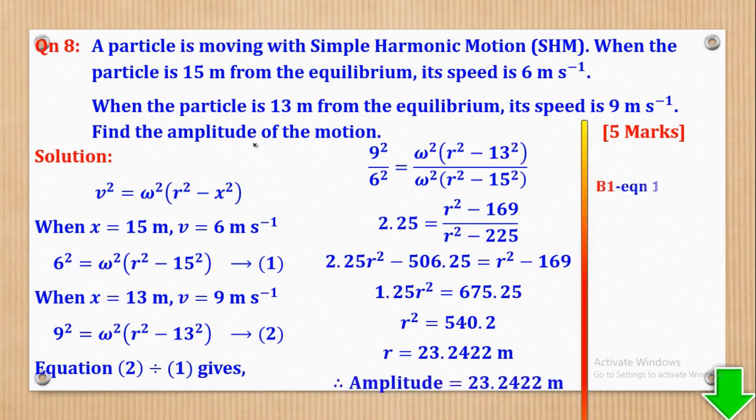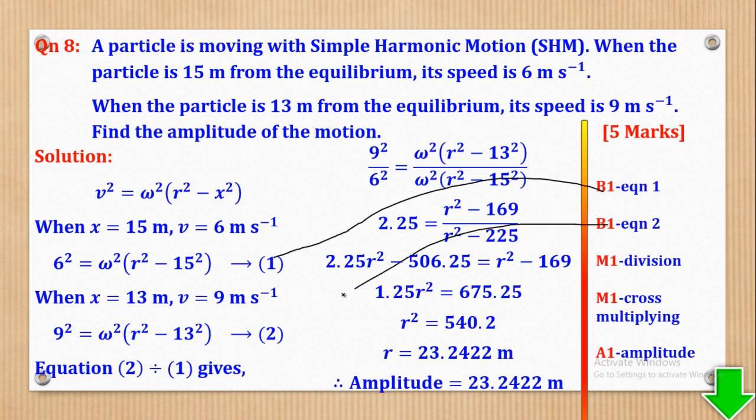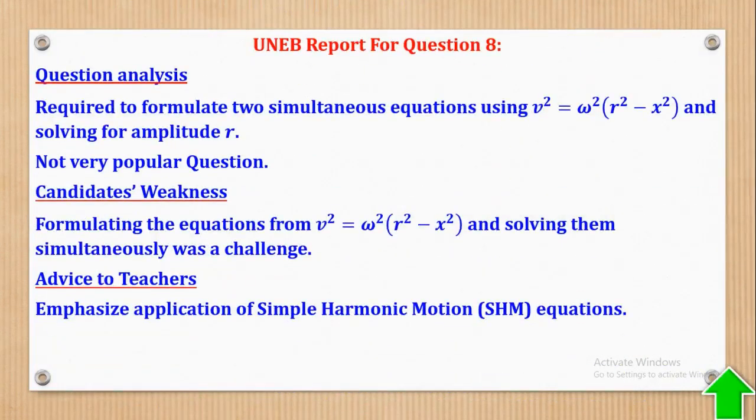So let's see how much can be awarded. Now this B1 is for equation 1 and B1 for equation 2, M1 for division, M1 for cross multiplying, A1 for the amplitude. So the question required formulating two simultaneous equations using v squared is equal to omega squared in brackets r squared minus x squared, and solving for amplitude r.